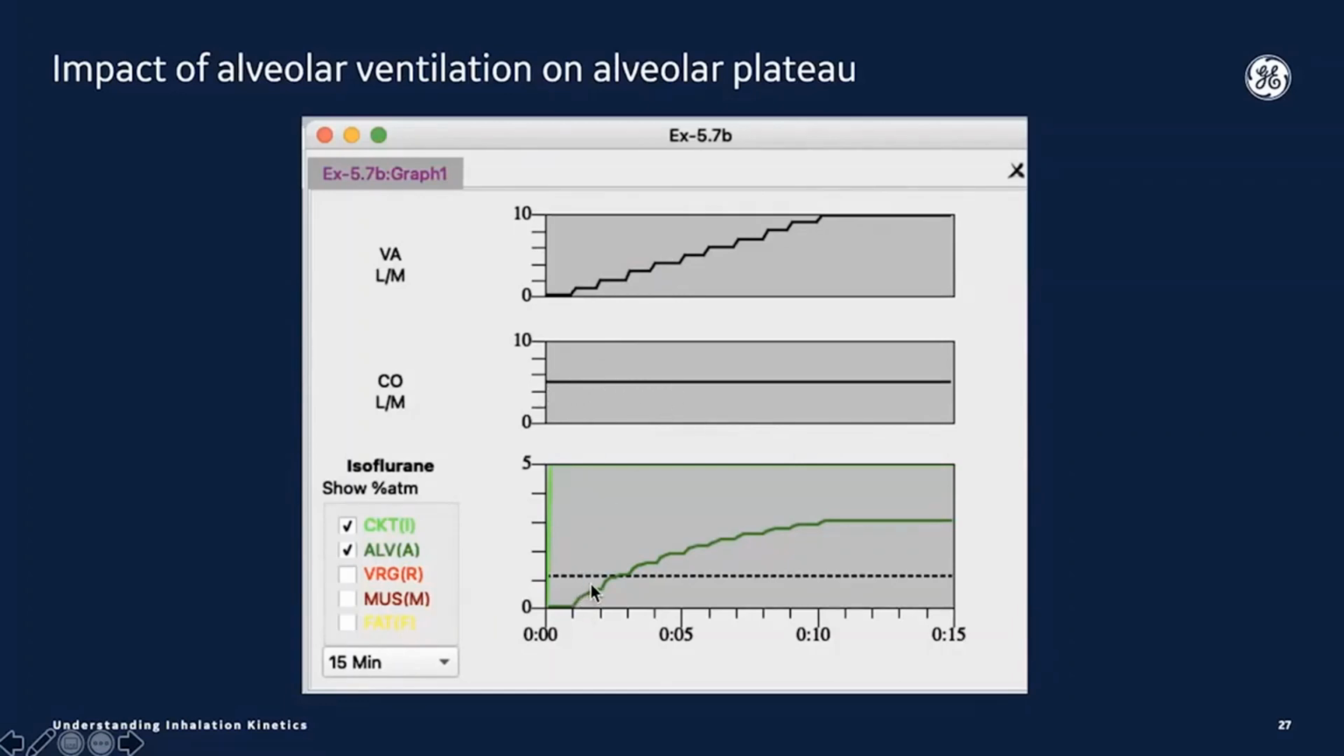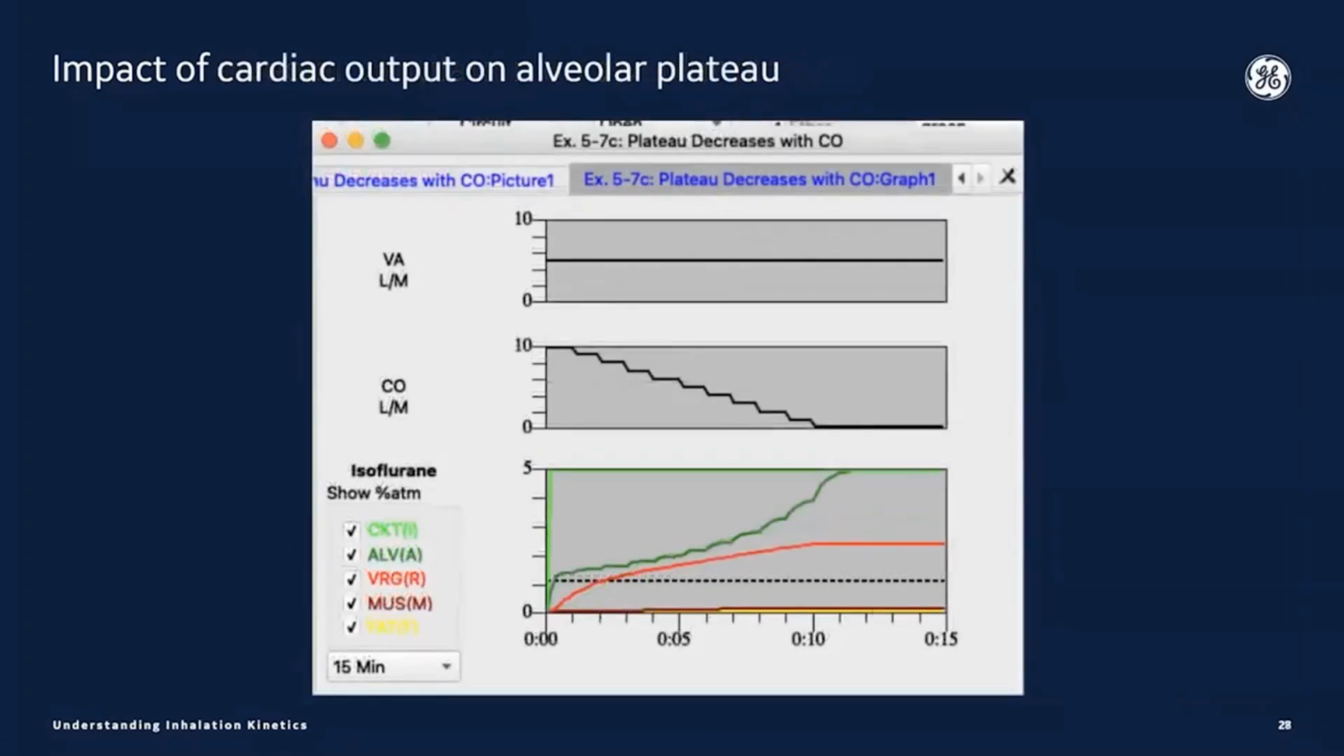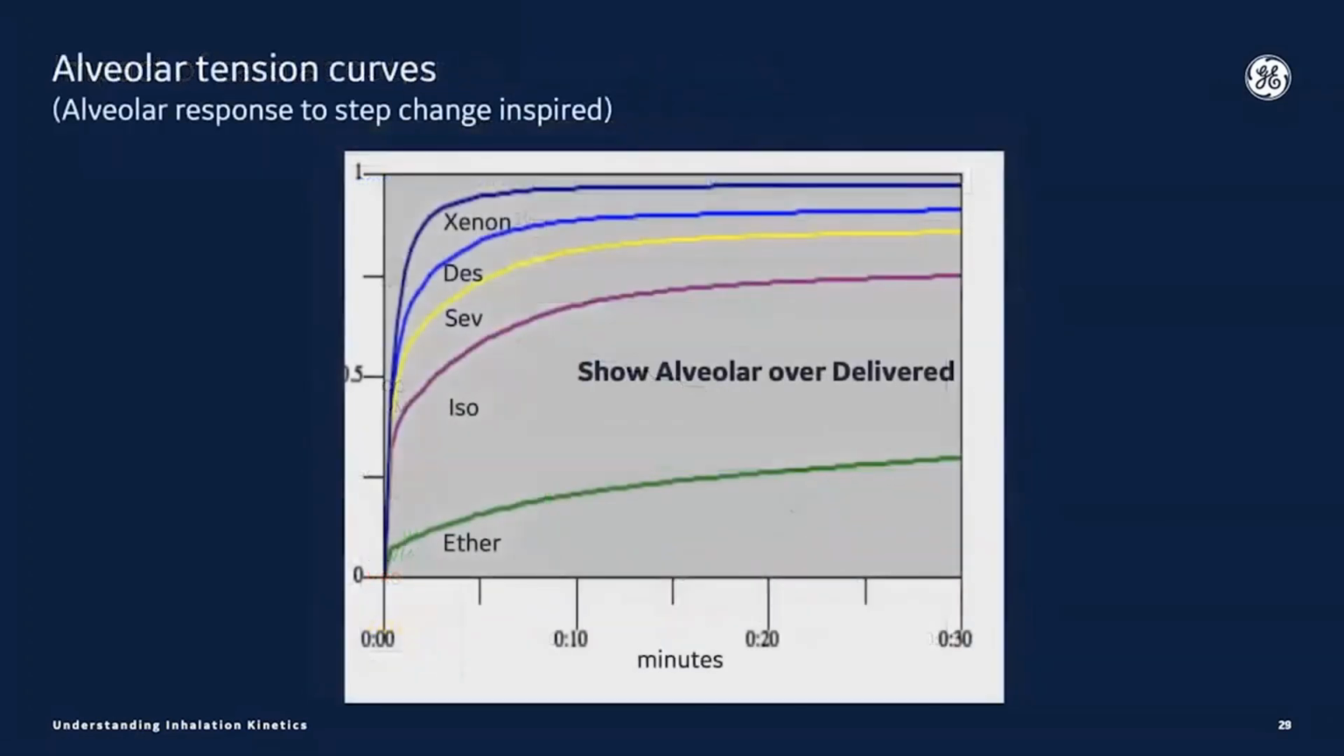The alveolar tension plateau rises and rises and rises because ventilation has driven more drug into the patient's lungs. On the other hand, if we have a high cardiac output and lower that cardiac output, the lower the cardiac output gets, the higher the alveolar plateau gets. This is that interaction between alveolar ventilation and cardiac output.